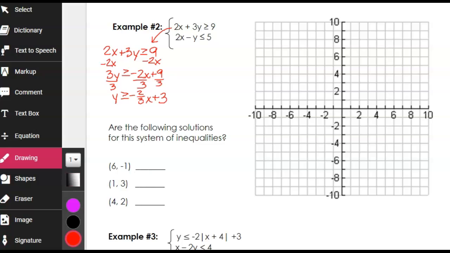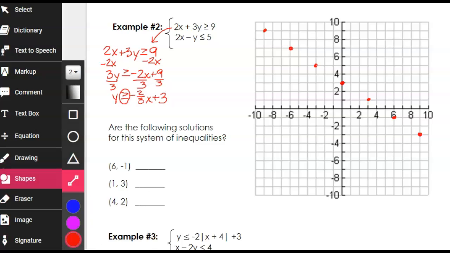So I'm going to graph the y-intercept of 3. I'm going to use my slope of negative 2/3, so down 2 and to the right 3, down 2 and to the right 3. I'm going to go up 2 and left 3 to extend the line backwards. There we go. I notice that my inequality sign is greater than or equal to. So greater than, shaded above; or equal to, solid line. Solid line.